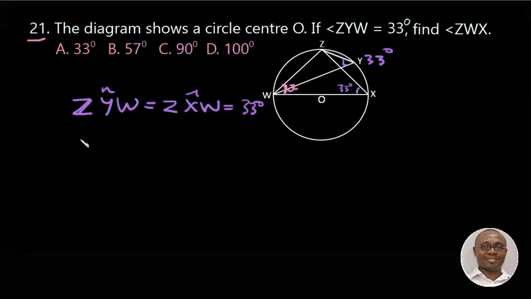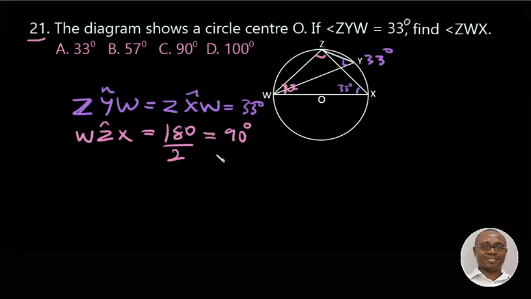And let us also state another fact. Another fact is that the angle WZX, that is this angle, is equal to half of the angle at the center. The angle at the center is 180 degrees. So we divide that by 2, and you have the angle WZX as 90 degrees.